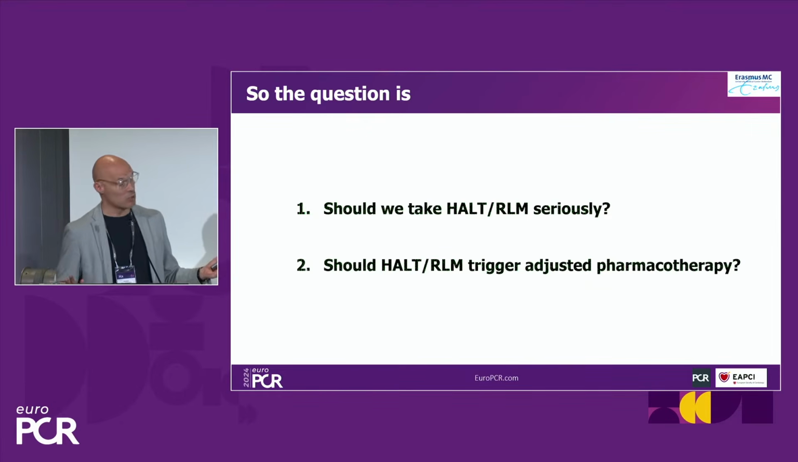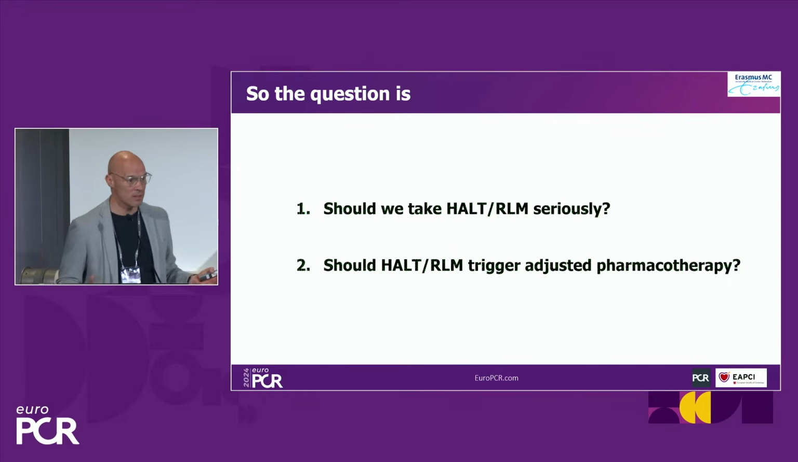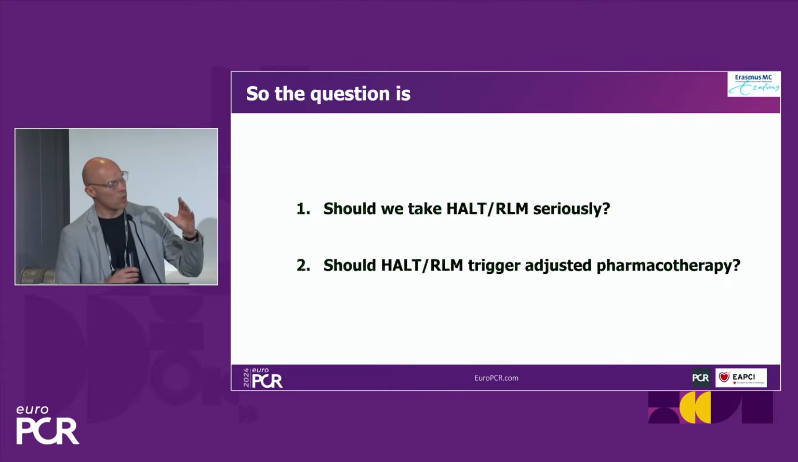So the question is, should we take HALT and reduced leaflet mobility seriously? And then also, if we do see it by CT scanning, does it need to trigger an adjustment in our pharmacotherapy? So we will dive into that with the next two speakers, but maybe a first question to Christian. What triggers you to do a follow-up CT in your patients? Is it some kind of a clinical scenario, or do you have a protocol that you follow in Vienna?